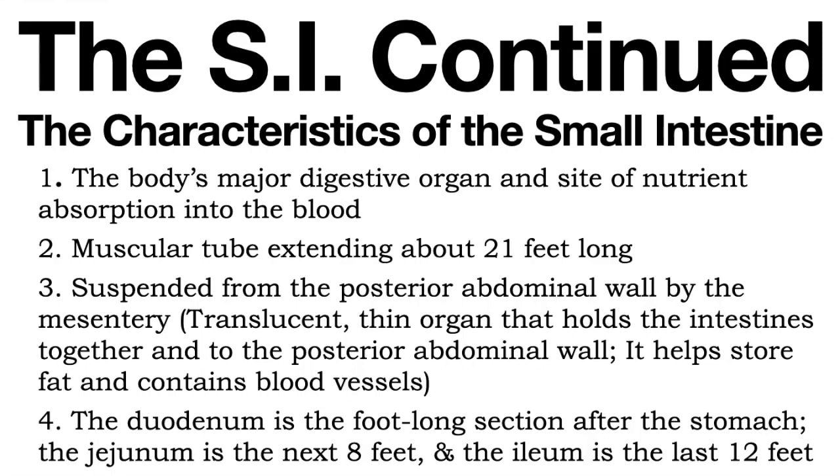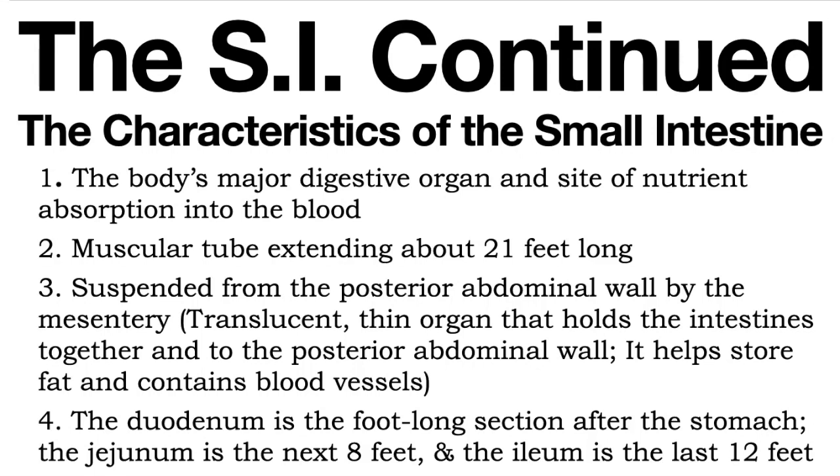And it's going to be held against the abdominal wall by the mesentery, which is a translucent thin organ. And you have probably seen this when we dissected frogs. So this is going to be a material that has blood vessels, and it's going to try and nourish some of the organs. So this holds the organs in place so they don't get all tied up. You don't want to run and then your small intestine gets all tied up in knots.